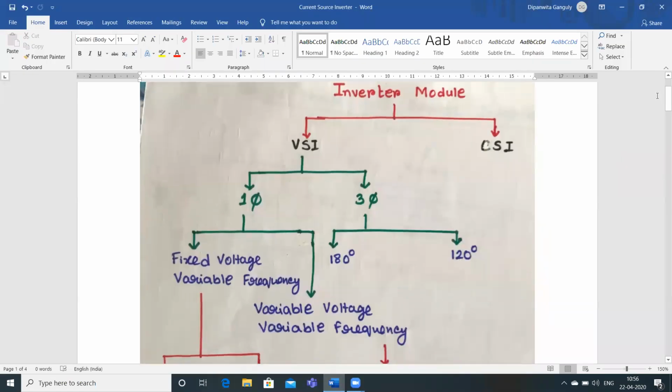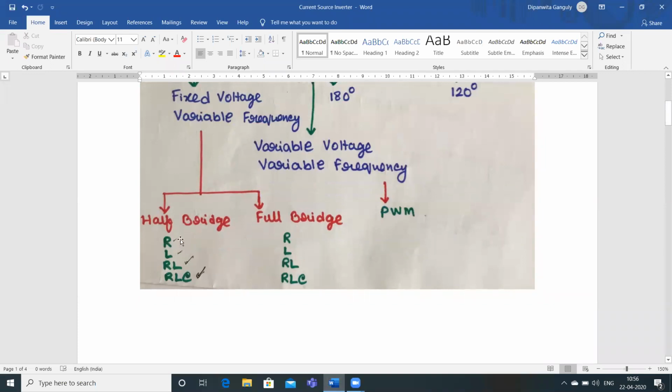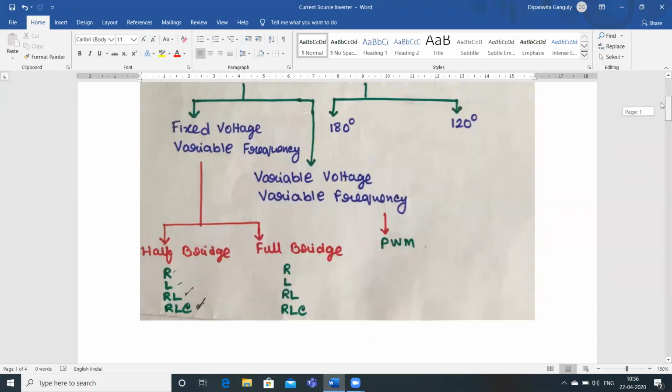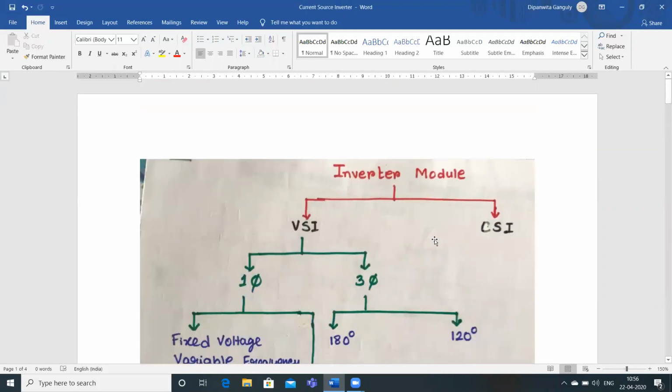In the inverter module, we already discussed the voltage source inverter and current source inverter. Under the voltage source inverter, we studied the single phase inverter and three phase inverter. Under the single phase inverter, we studied the half bridge and full bridge with varying loads: resistive load, inductive load, RL load, RLC load. We also discussed the three phase inverter, 180-degree mode and 120-degree mode. Today we'll discuss the current source inverter.